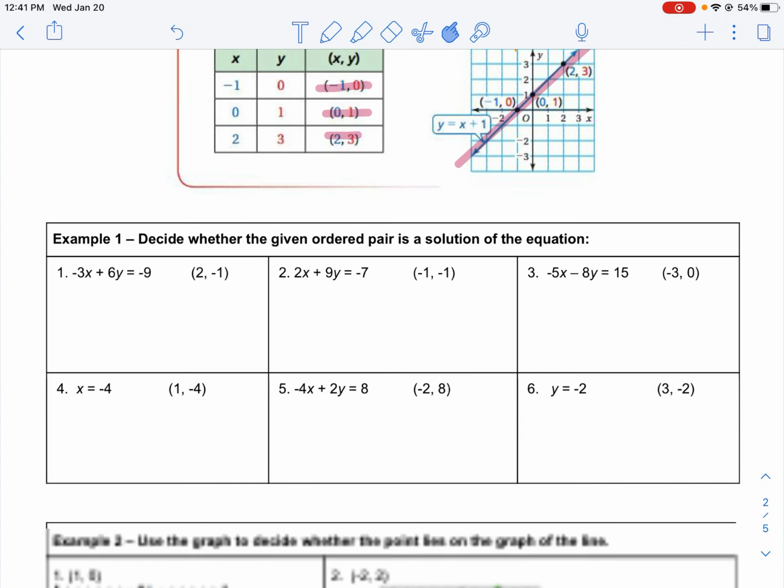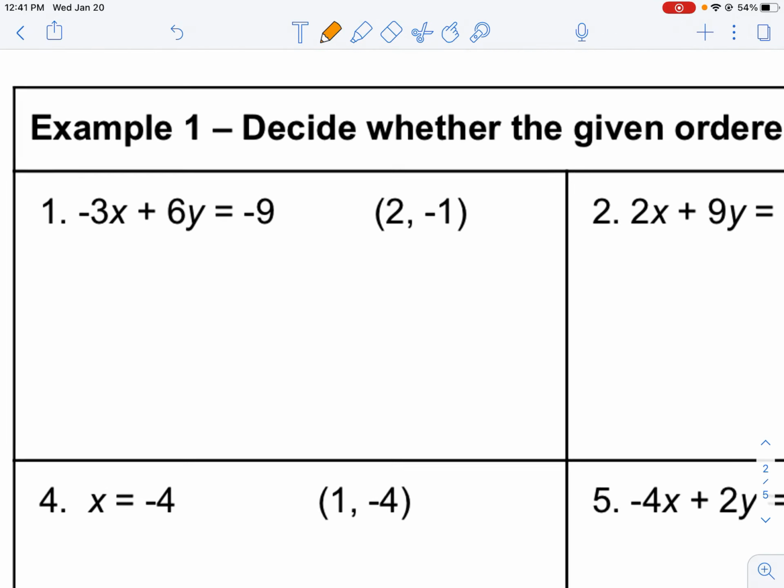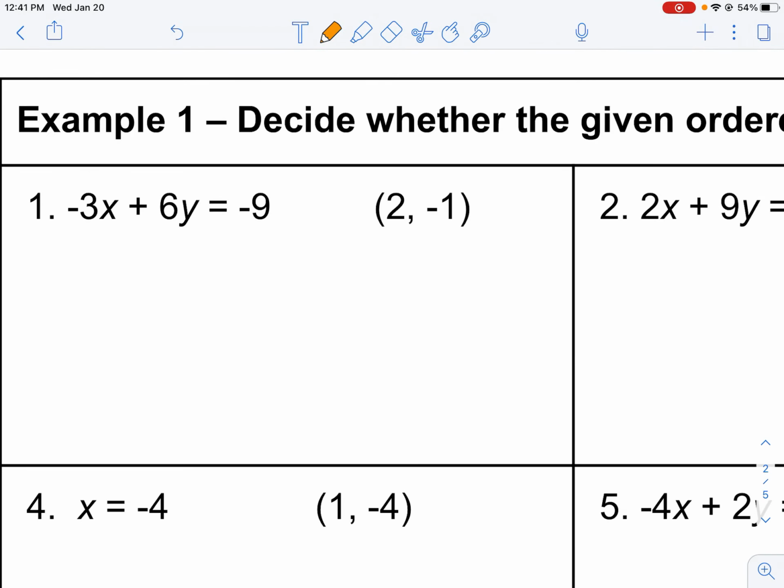So let's move down into the first set of examples. You're going to decide whether the given ordered pair is a solution of the equation. Let's review what an ordered pair represents. An ordered pair represents an x and a y coordinate. And over in your equation, you have an x and a y variable. So you are simply going to substitute.